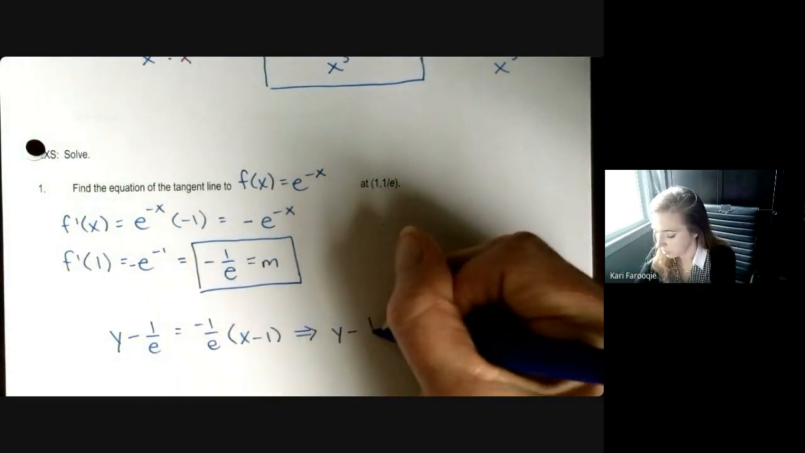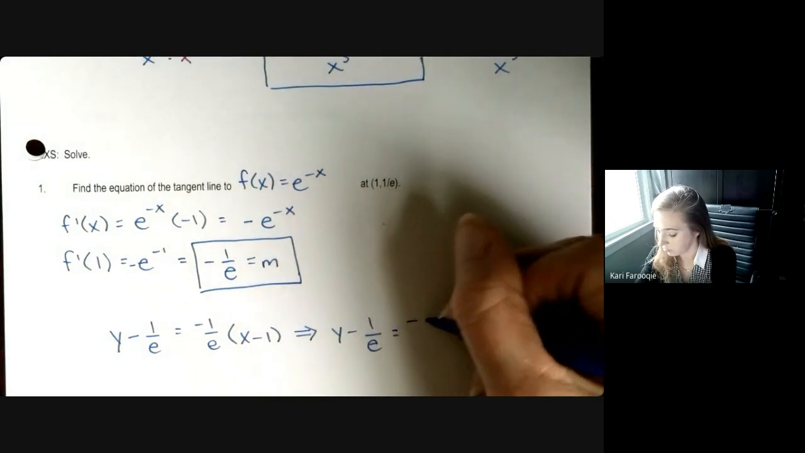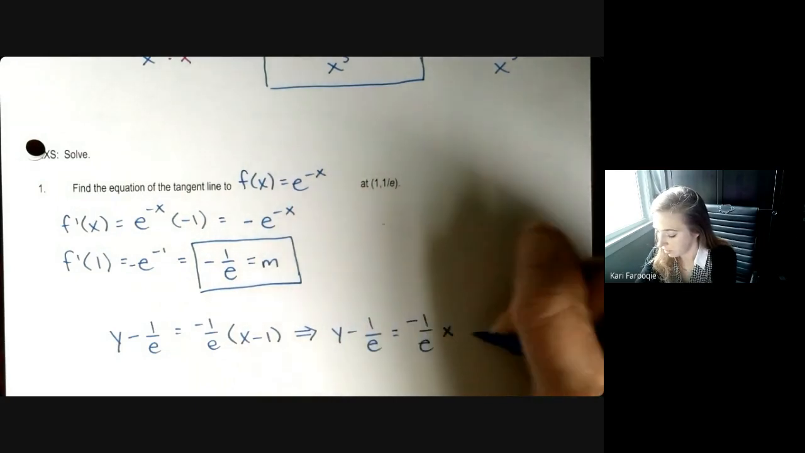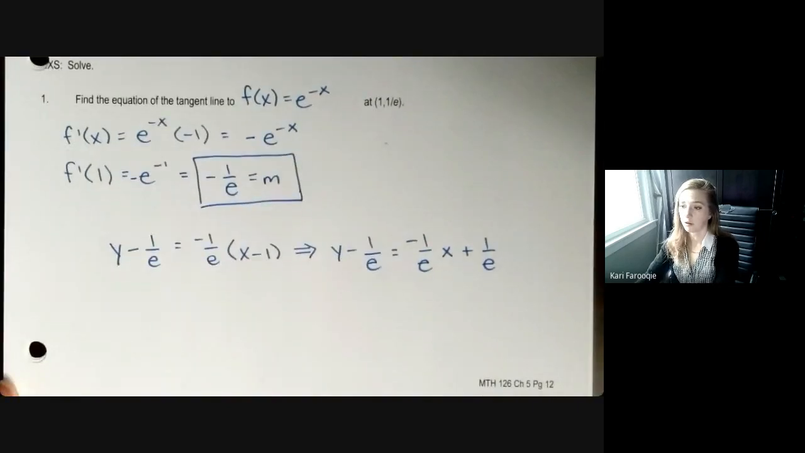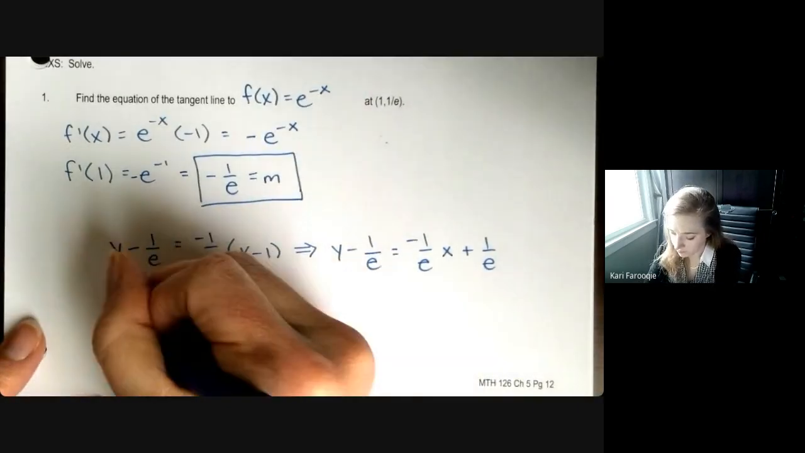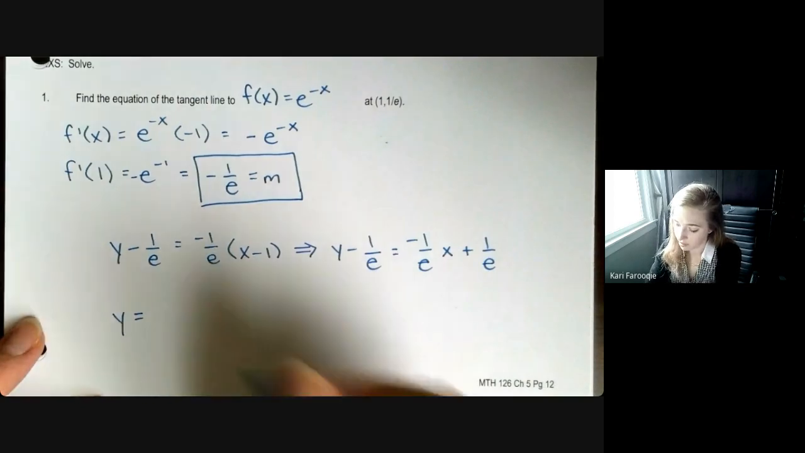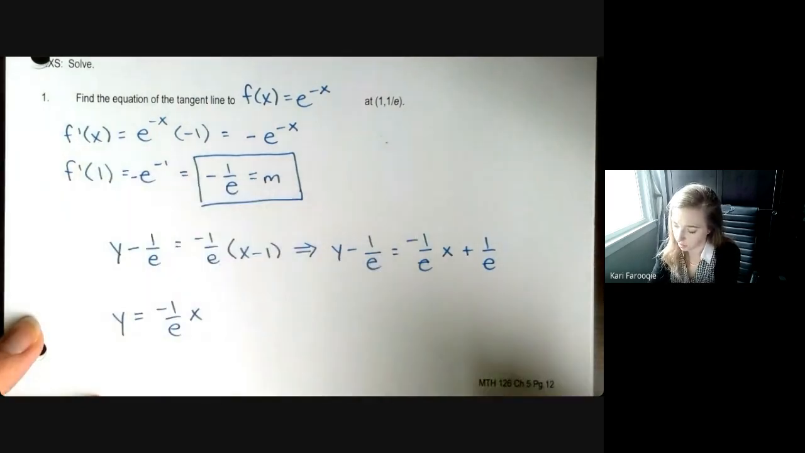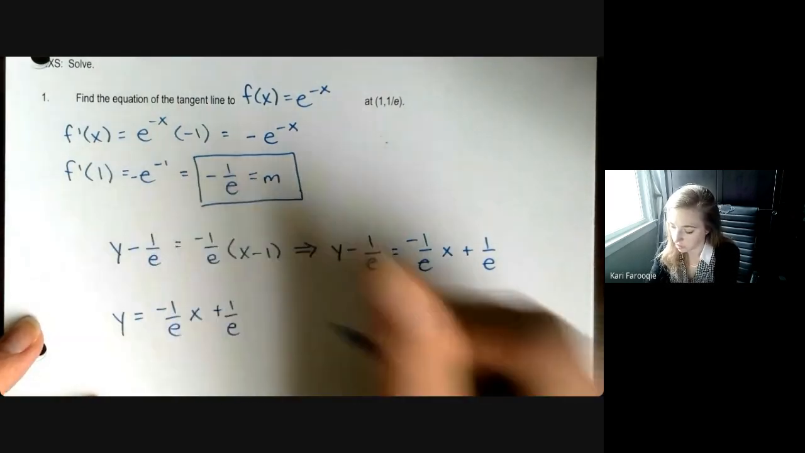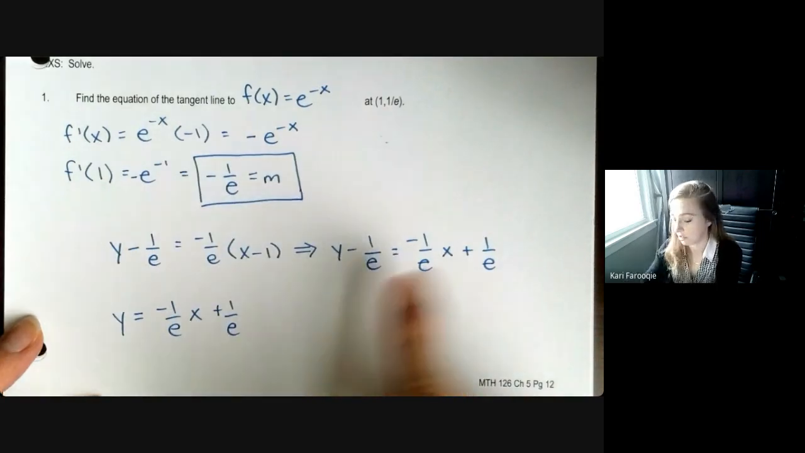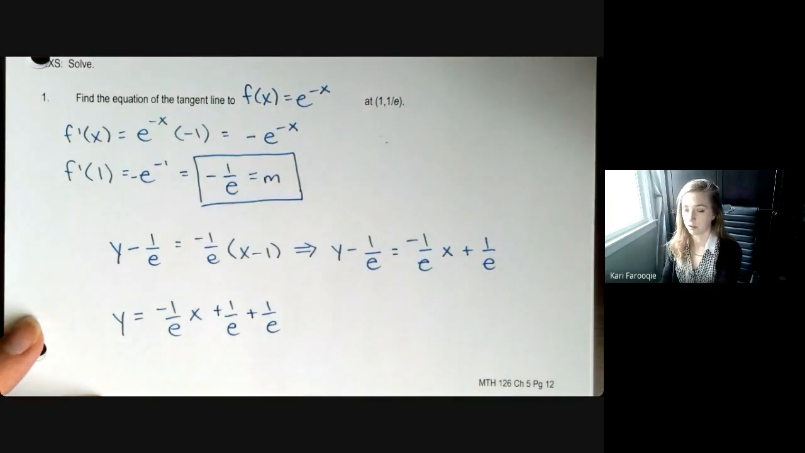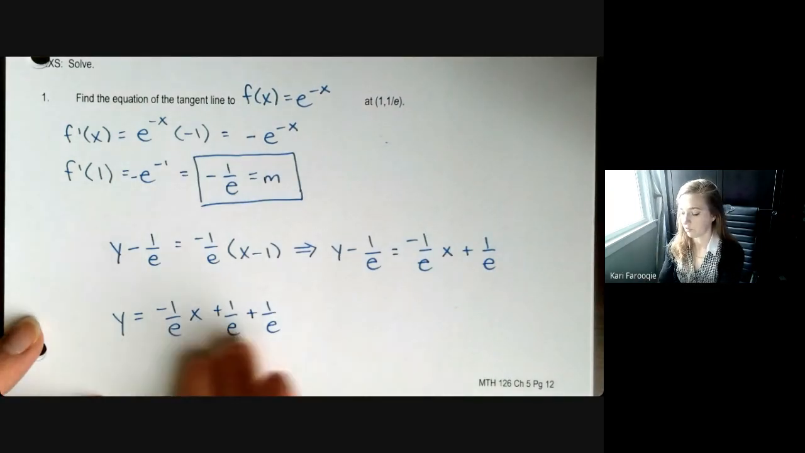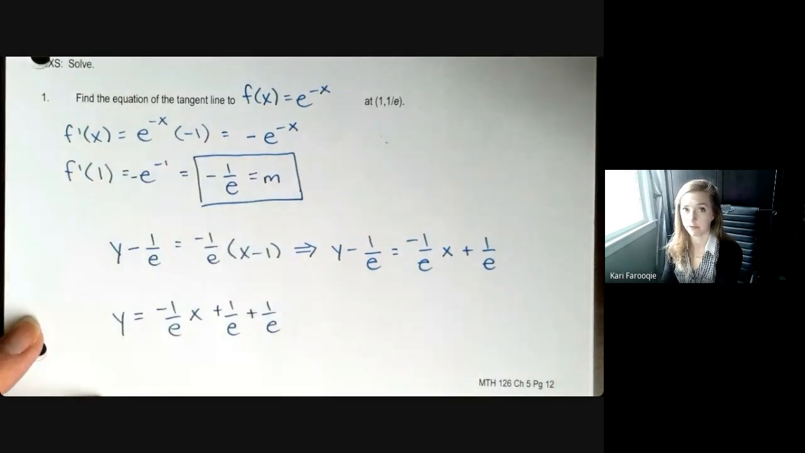So we have y minus 1 over e is negative 1 over e x plus 1 over e. We distribute into the parentheses, and then we'll go ahead and solve for y. So now I have negative 1 over e x plus 1 over e, and then I'm going to add the 1 over e from the left-hand side to both sides. And this is going to be a lot easier for you to work with than if you would have left this with a negative exponent.